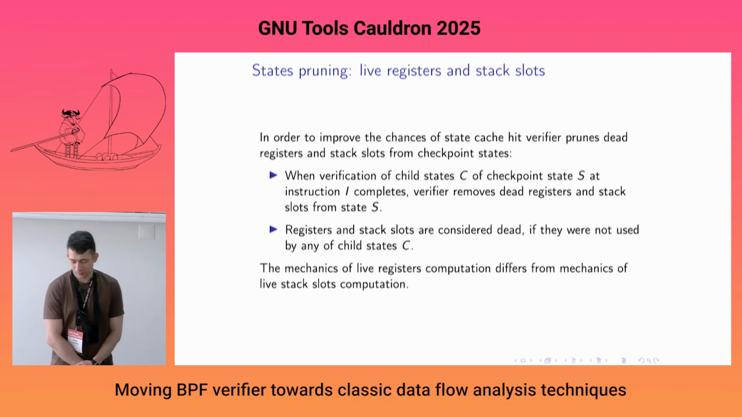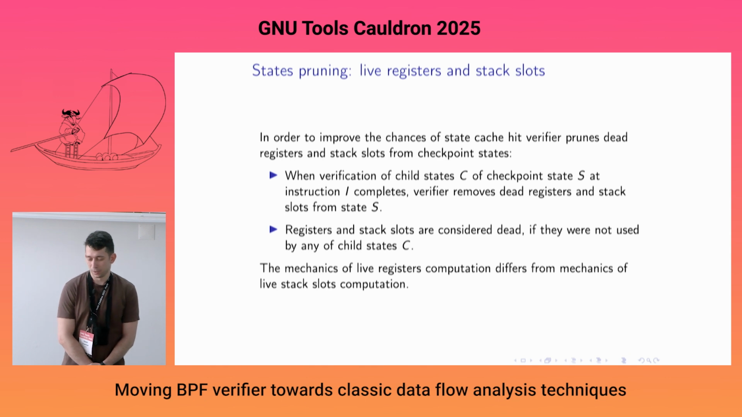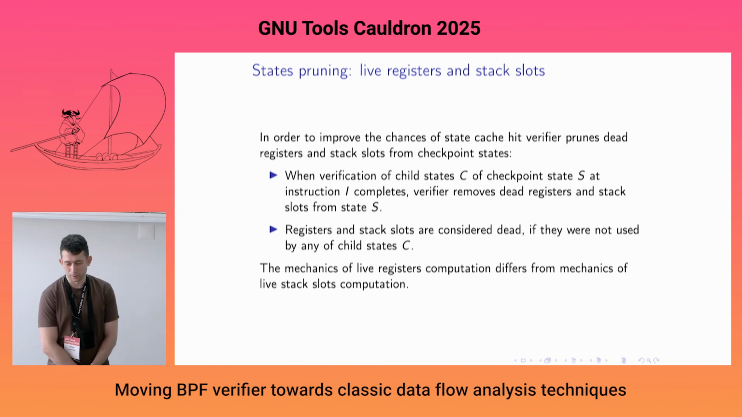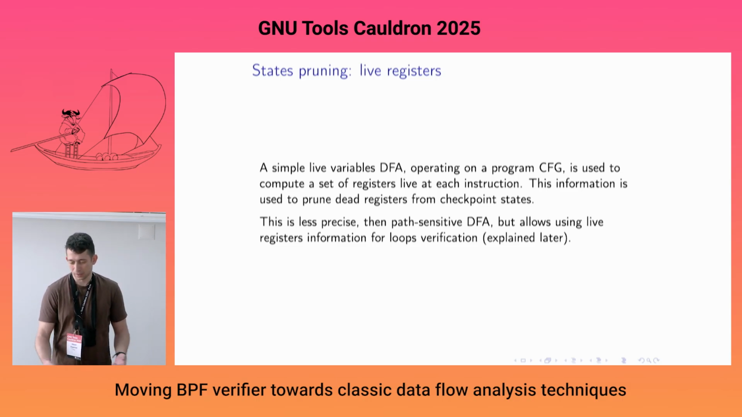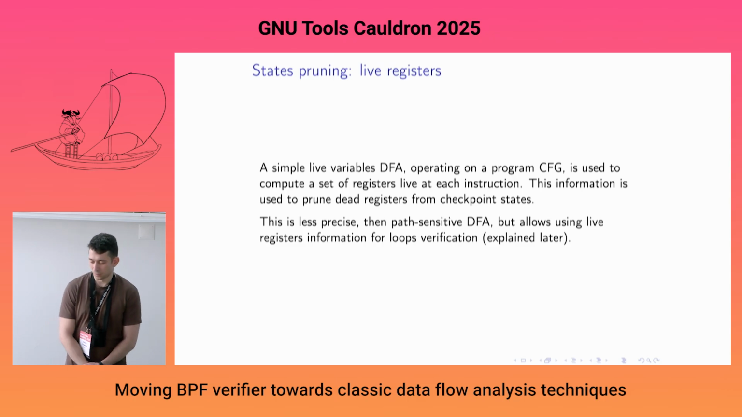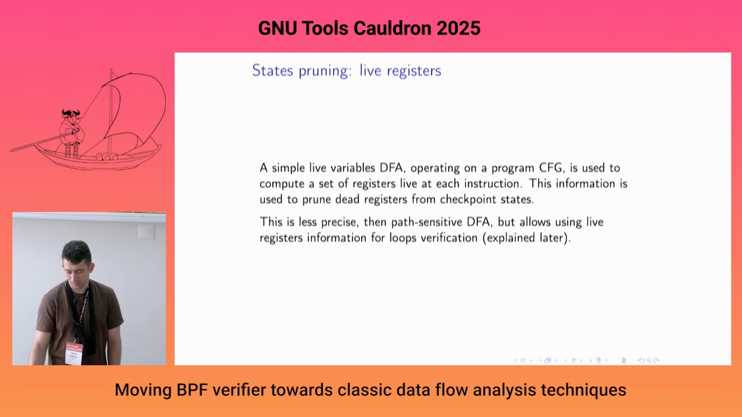In order to increase our chances of finding such a super state, we prune the states which we put into the hash table by removing dead registers and dead stack slots. For dead registers, everything is pretty simple. We just do a classic liveness analysis on the control flow graph and mark for each instruction in the program which registers are alive. Then we use this information when we put the state into the hash table.